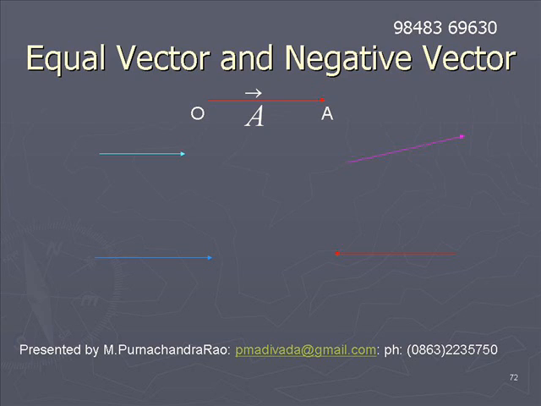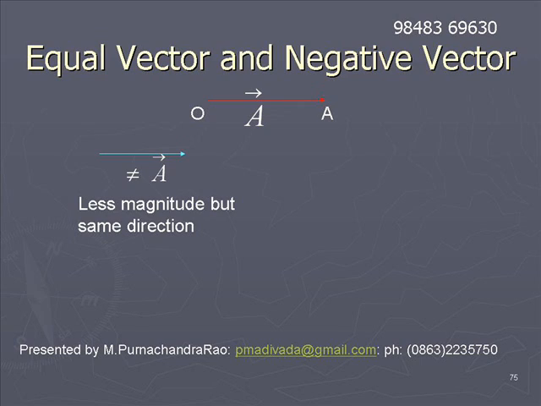By observing these three, what we notice is the light green one is not of the same length as OA. Its magnitude is less than that of the first vector A, but its direction is parallel to OA, hence its sense is the same. But the magnitude is not equal, hence it is not considered an equal vector.